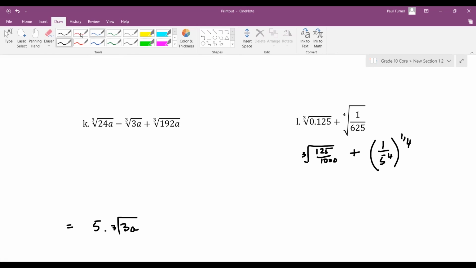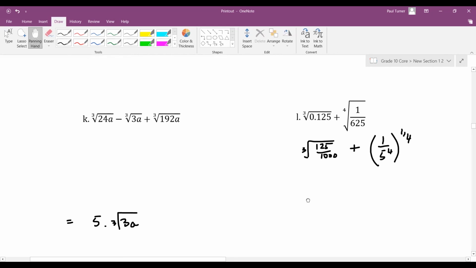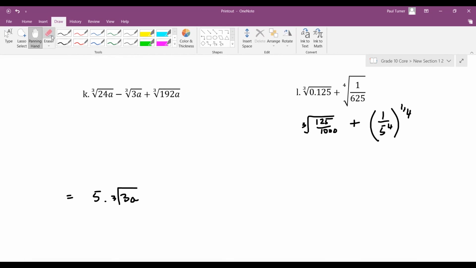Right, so I'll let you try these yourself because we'll stop now because there's only a couple of minutes left. So these, you'll end up getting 7 on 10 as the final answer. So I'll leave these ones for you to try yourself.